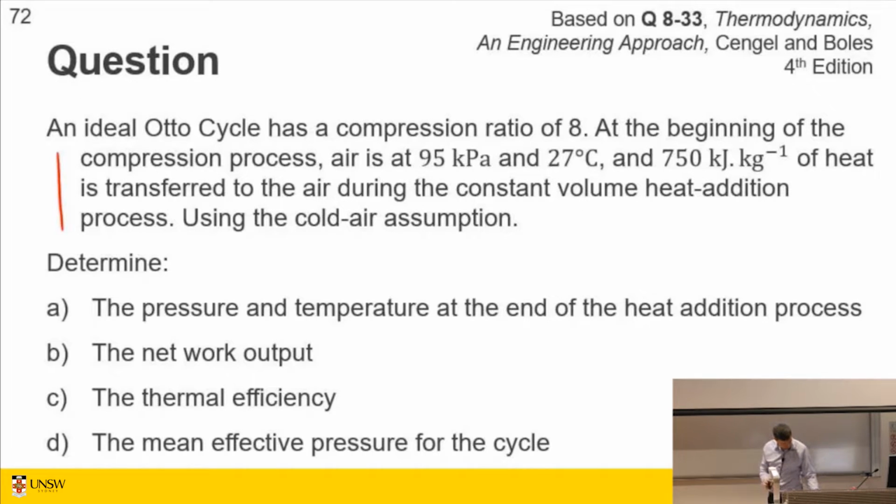750 kilojoules per kilogram of heat is transferred to the air during the constant volume heat addition process. Use the cold air assumption, so we should talk about that, and determine a bunch of things. Right, so we're going to work out the properties of all the different state points, and then the pressure and temperature at one of the state points. So that's just a read off the chart.